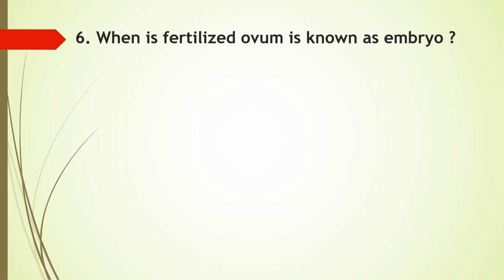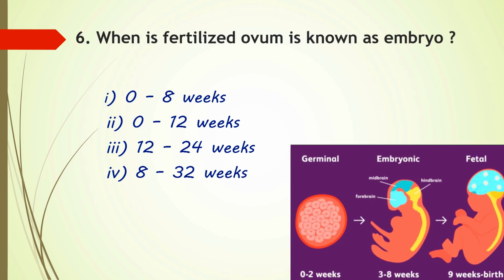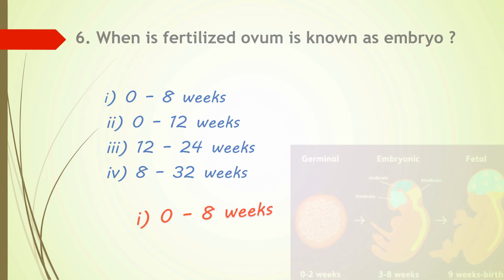Question number 6, when is a fertilized ovum known as an embryo? Options are 0 to 8 weeks, 0 to 12 weeks, 12 to 24 weeks, or option 4 8 to 32 weeks. From 0 to 8 weeks after fertilization, it is called an embryo. But from 9 weeks after fertilization until birth, it is called a fetus. So here option 1 is the correct answer.